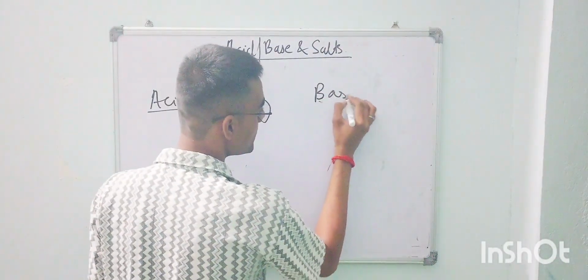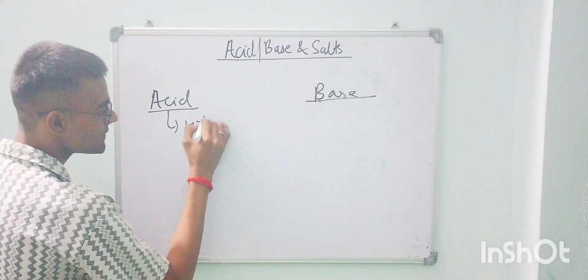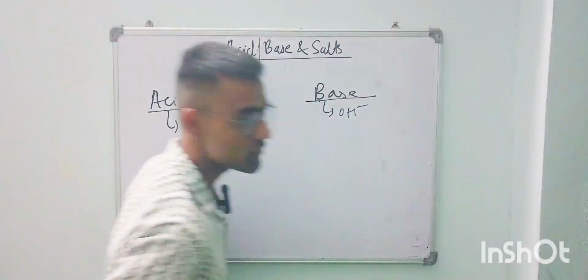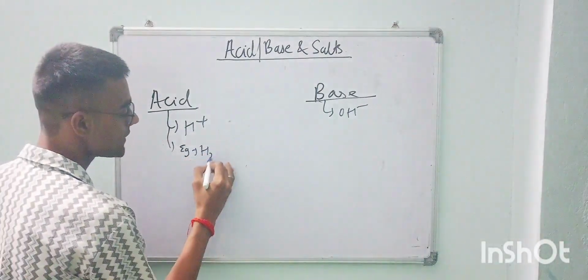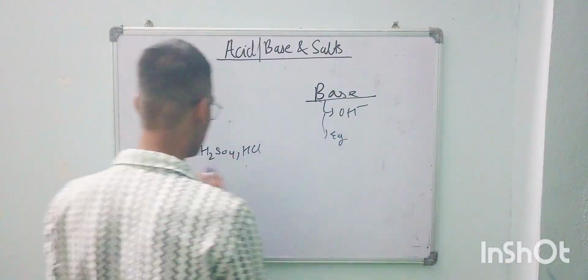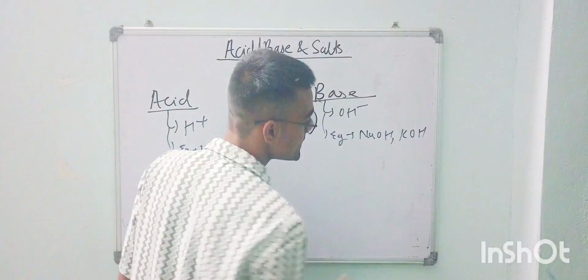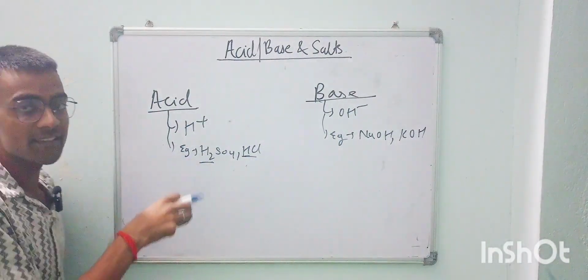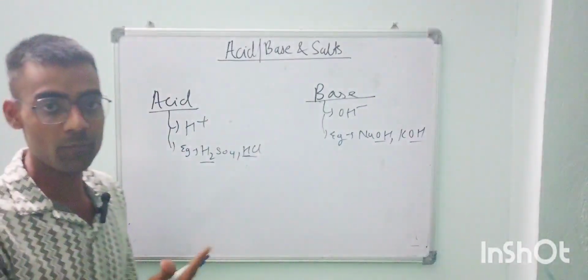Substances which release H plus ions are known as acids, and those which release OH minus ions are known as bases. For example, acids are H2SO4 and HCl, and for bases we can take sodium hydroxide and potassium hydroxide. So the H in the formula indicates an acid, and the OH indicates a base.